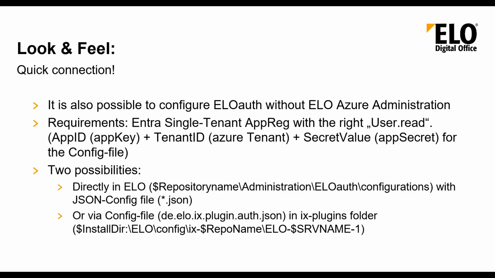And with these three data, you can edit the config file, which is a JSON file, which lies either in the ELO repository. This is very important for cloud environments where you cannot access the physical files on the system, for example, running in a container. Or you can go to a config file which is under the config directory of the index server. There you have this JSON file where you put the configuration in. This file is very simple.